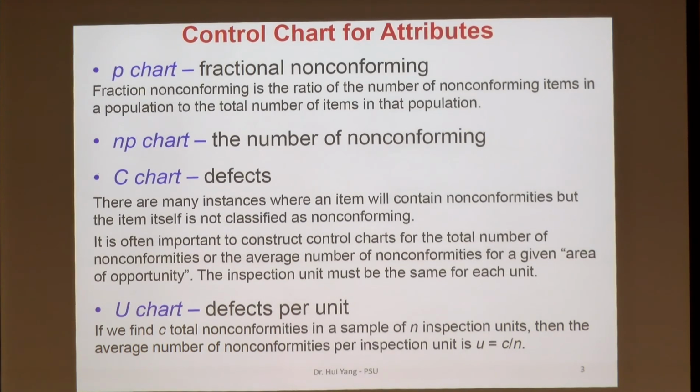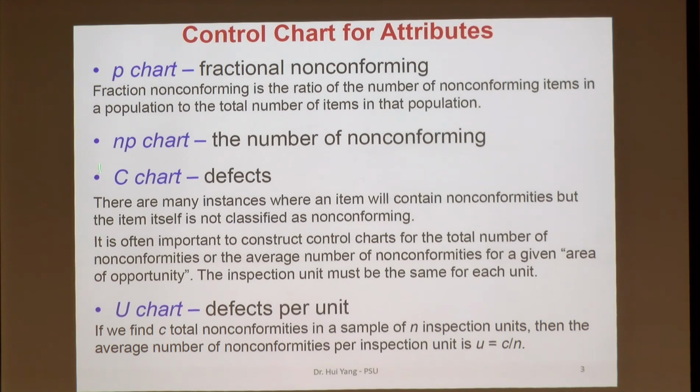Okay. Now, previously we were talking about the X bar chart, R chart, or S chart. They were for variables, okay? For the samples. Now we have some other charts for attributes. So the first one is the P chart. P chart is the fraction non-conforming. So fraction non-conforming is the ratio of the number of non-conforming items in a population to the total number of items in that population.